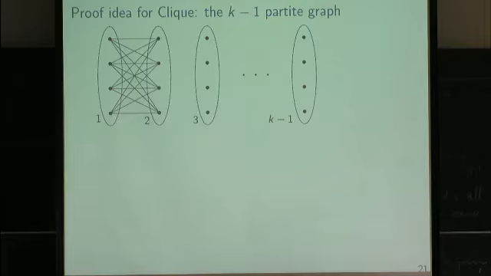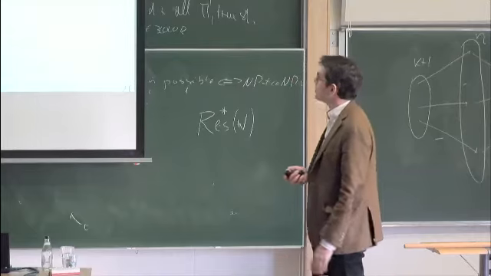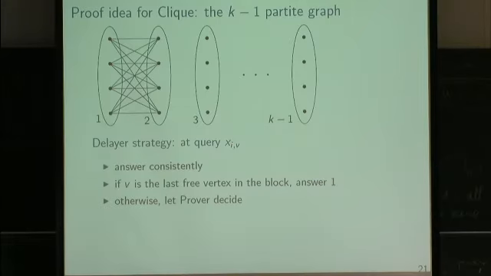So in the light of the connection to the prover-delayer game, what we have to do is to find a delayer strategy that scores many points. How does it work? Here you have the delayer strategy. You query variables x_{i,v}. So you want to know is the i-th vertex of the clique vertex v. And then what you should do as delayer is first answer consistently. So what does that mean?